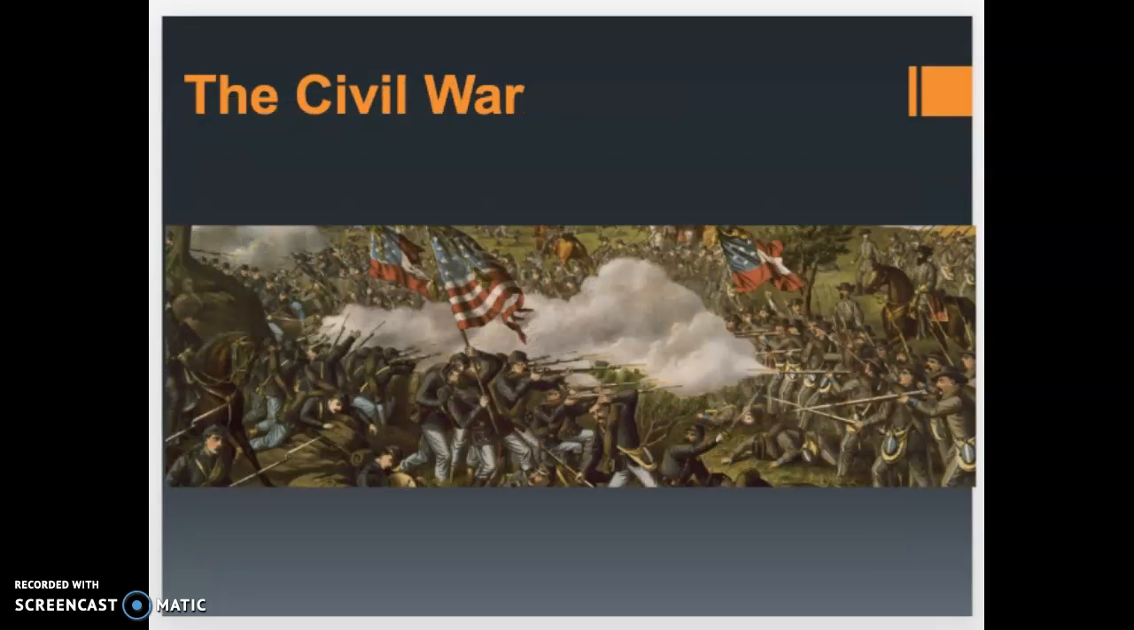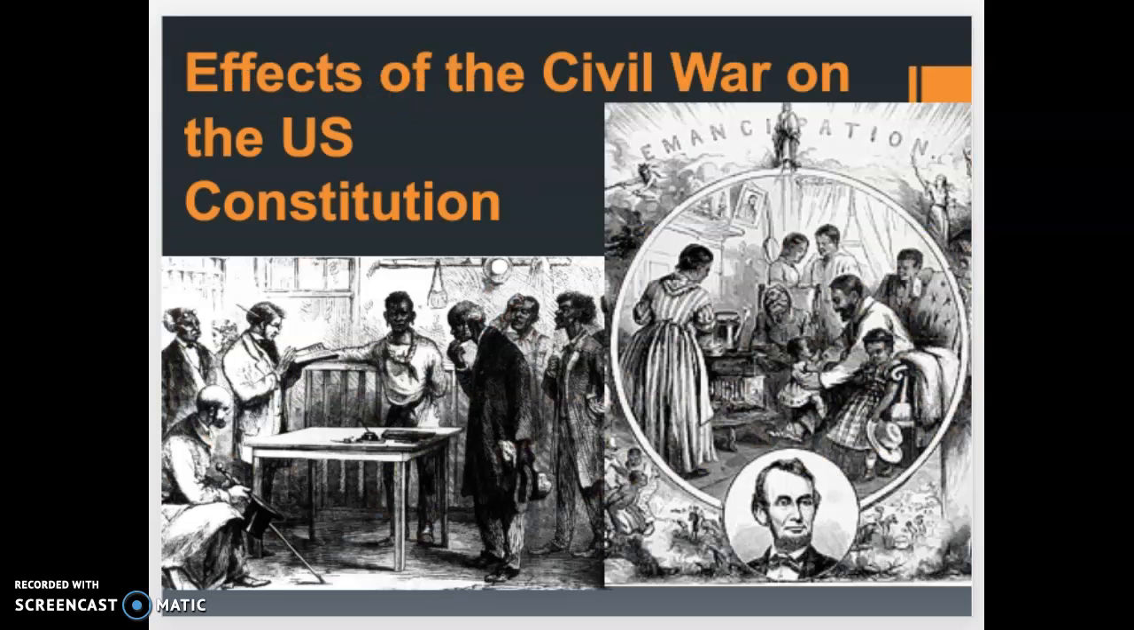In 1860, we have the U.S. Civil War, where the South, in an attempt to maintain the institution of slavery, broke apart from the North, the United States government, and tried to form their own country. There was, of course, a 4-year war that resulted in the South losing and the North occupying the South. This had major effects on the U.S. Constitution.